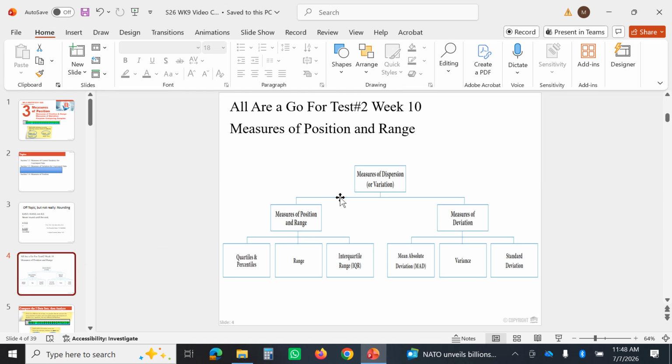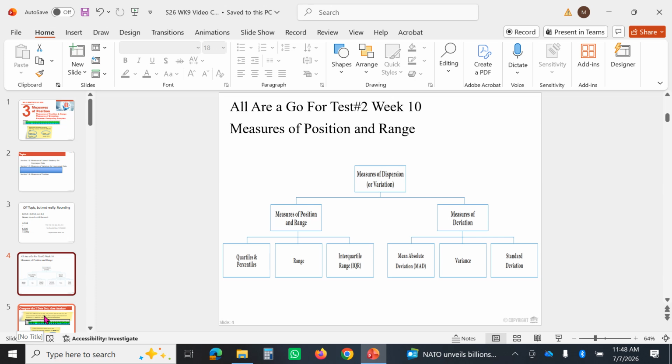All of this is a go for test 2, week 10. We've looked at measures of dispersion or variation. There are your measures of position and range, quartiles, and interquartile range. We're going to talk about these today. We talked about these last week and previously.